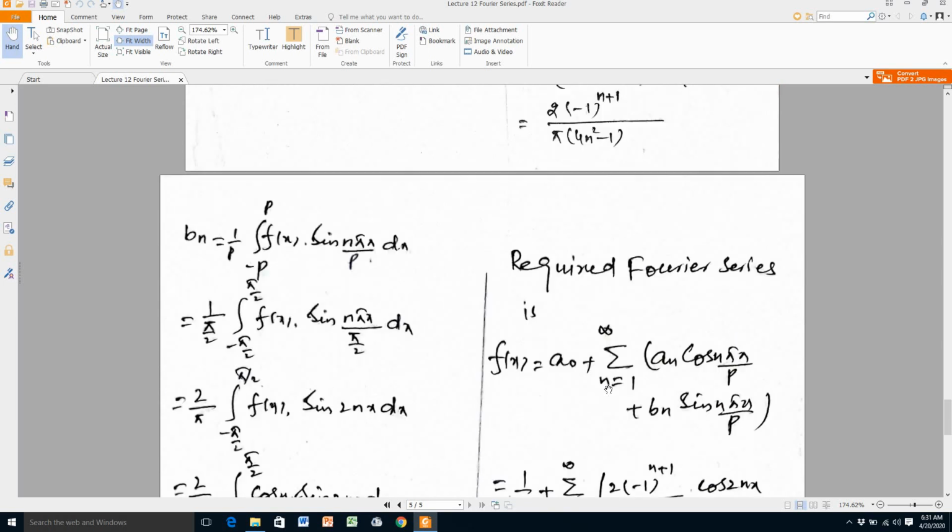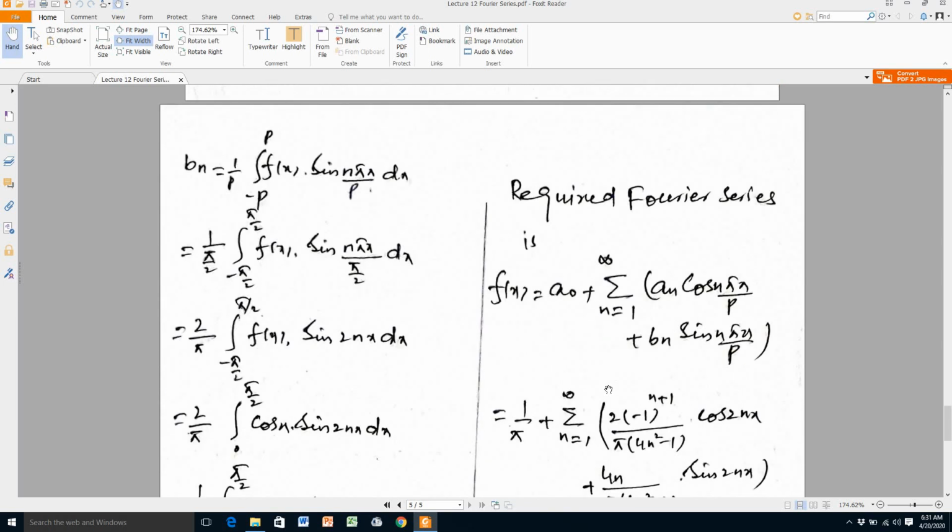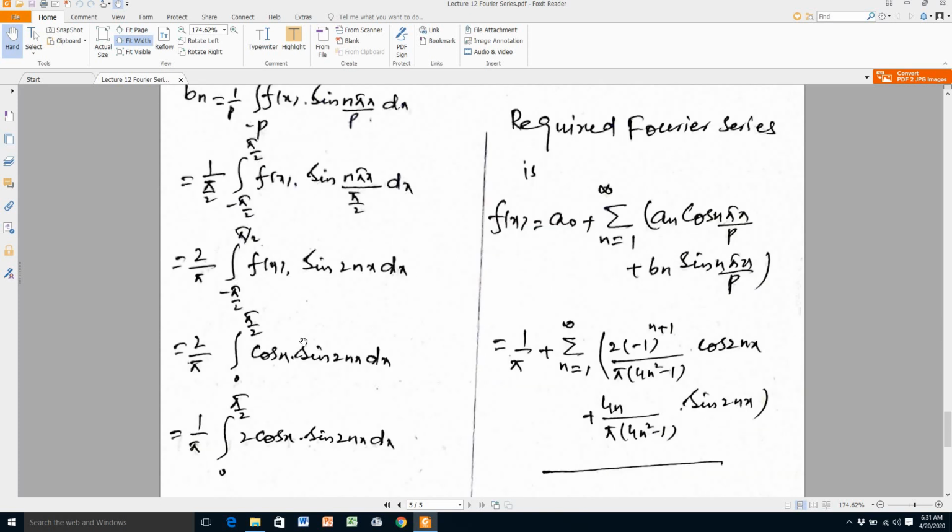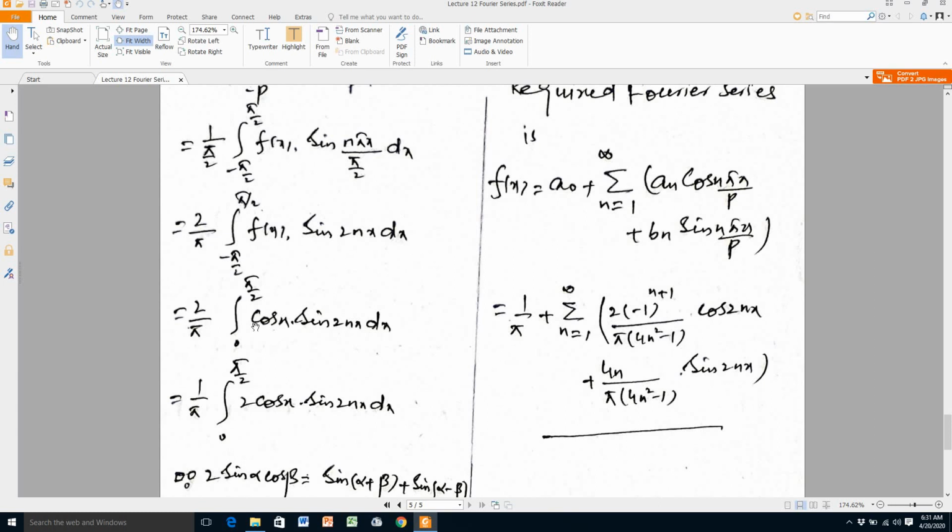Now we move towards the third one, the Fourier coefficient bn, that is 1 over p from minus p to p f of x sine n pi x over p dx. After substituting the value of p here, we get 2 over pi from minus pi by 2 to plus pi by 2 f of x sine 2nx dx, and I split the integral over the given intervals, taking only that interval which is not equal to 0. So you get 2 over pi from 0 to pi by 2 cos x sine 2nx, and then I take this 2 inside the integral.